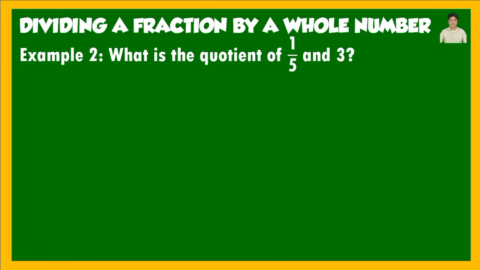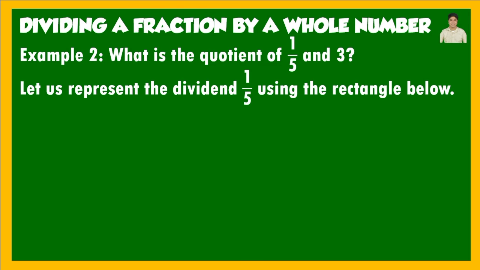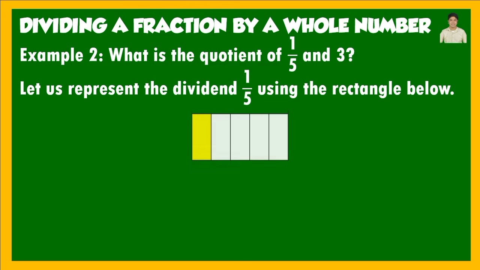Another example, what is the quotient of 1/5 and 3? Let us represent the dividend 1/5 using the rectangle below. So, this time, our dividend is 1/5. Using rectangle pa rin. So, ayan. Yung ating rectangle is divided into 5 equal parts. Dahil nga, yung denominator ng dividend natin na 1/5, ayan, is 5. Kaya, dinivide into 5 equal parts. And then, why is it 1 lang po ang shaded part niya? It's because of the numerator 1.